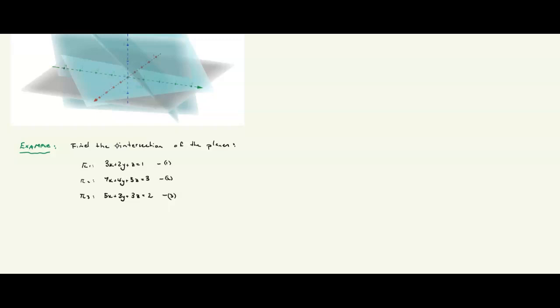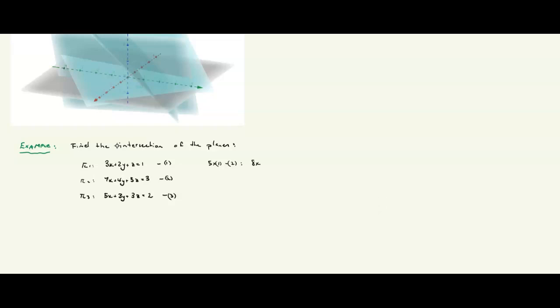So we might say we'll take 5 times equation 1, and then subtract equation 2. If we can do all that in one move without making any errors, that'll be excellent. So 15x, I'm just going to do it one term at a time, 15x minus 7x. The result there is 8x.